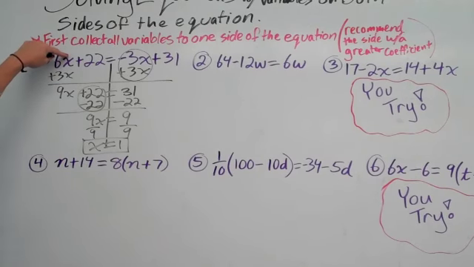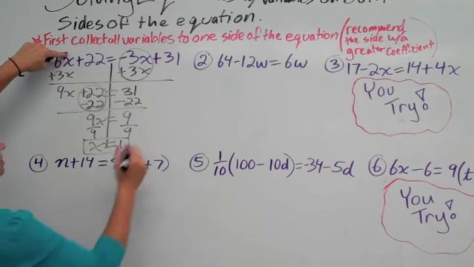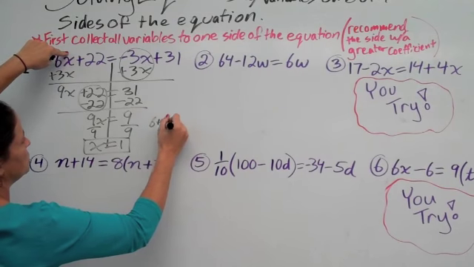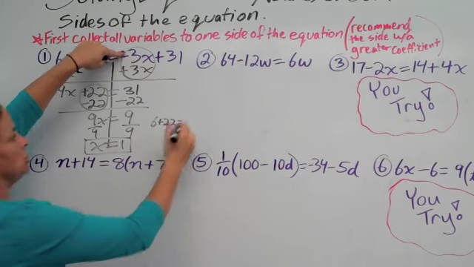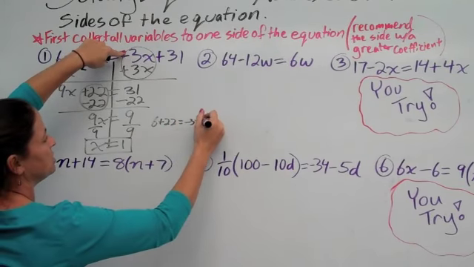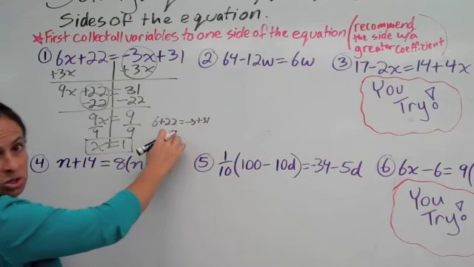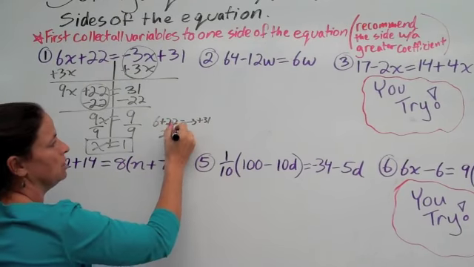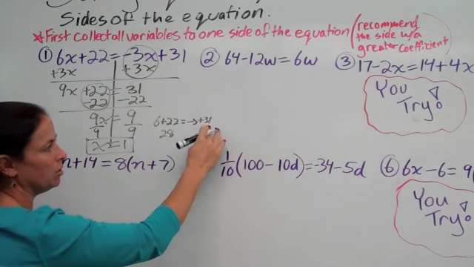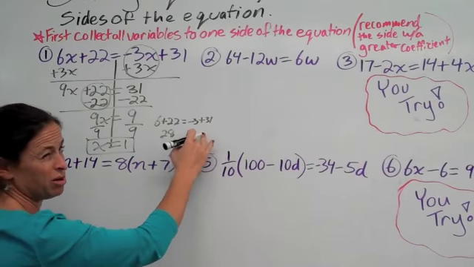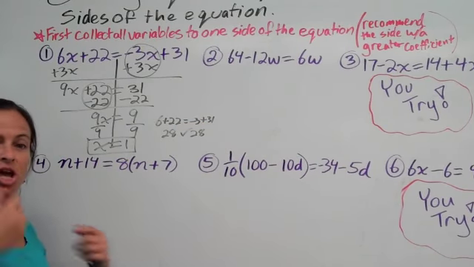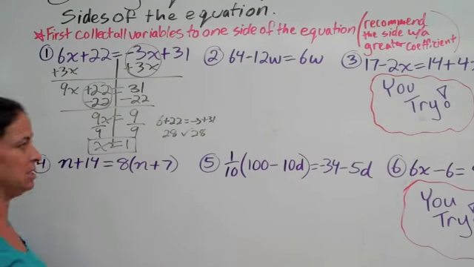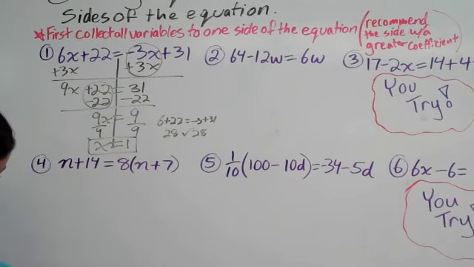I could do a quick mental check. 6 times 1 is 6 plus 22. The question is, is that the same as negative 3 times 1, which is negative 3 plus 31? Well, what's 6 and 22? 28. What's negative 3 plus 31? Oh, I actually take 31 and I subtract 3, and I also get 28. So that does, in fact, check. I got the same thing on both sides when I plug in x is equal to 1.